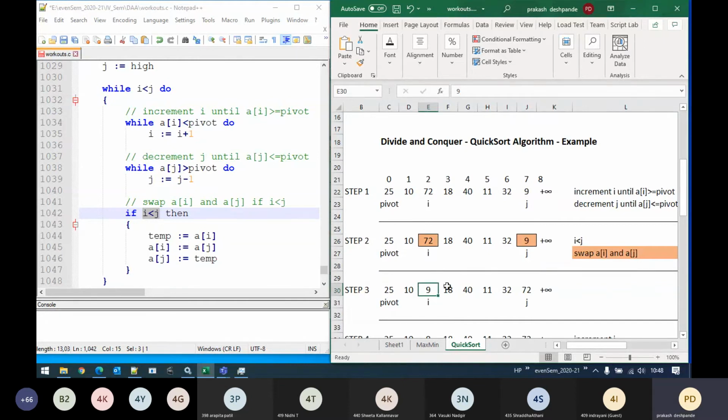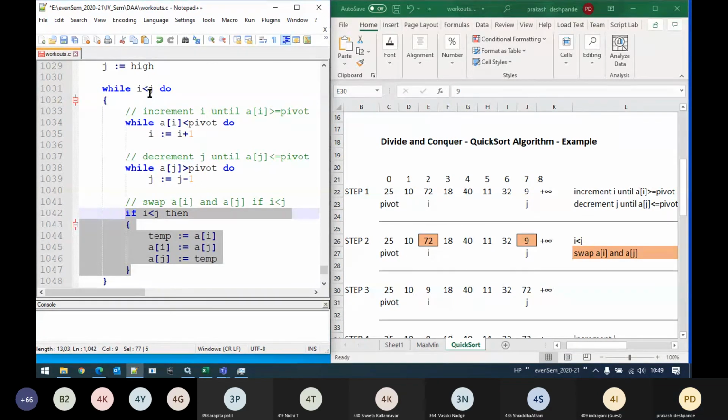So at the ith position we got 9 and at the jth position we got 72. i is still at 2 and j is still at 7. After swapping is done, the control will again fall back onto the while loop, where the condition is again there: is i less than j? Now, what is the value of i?